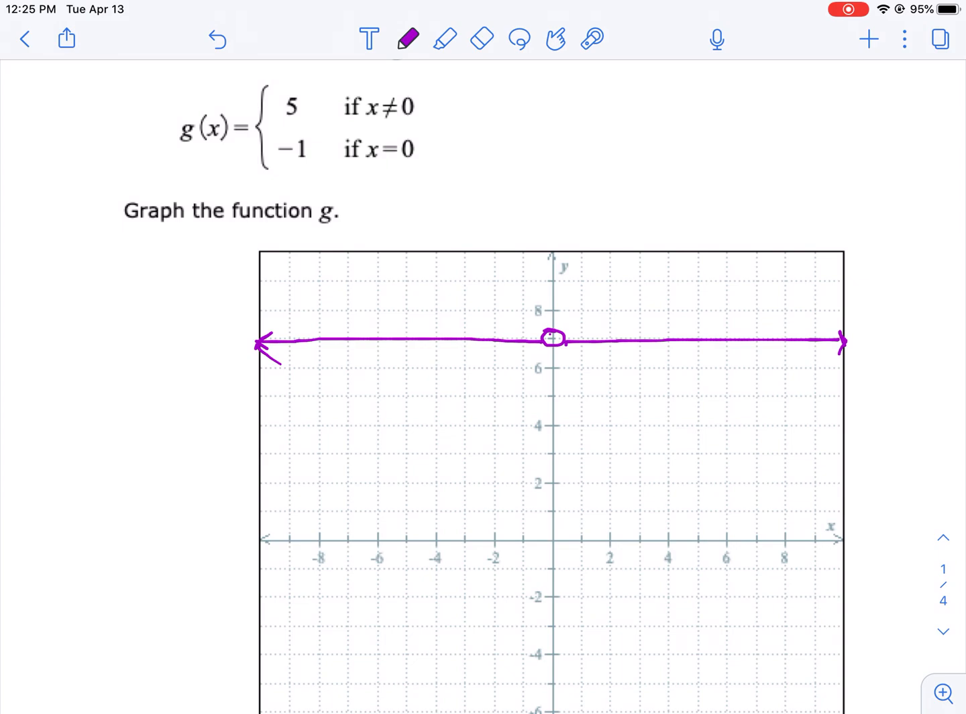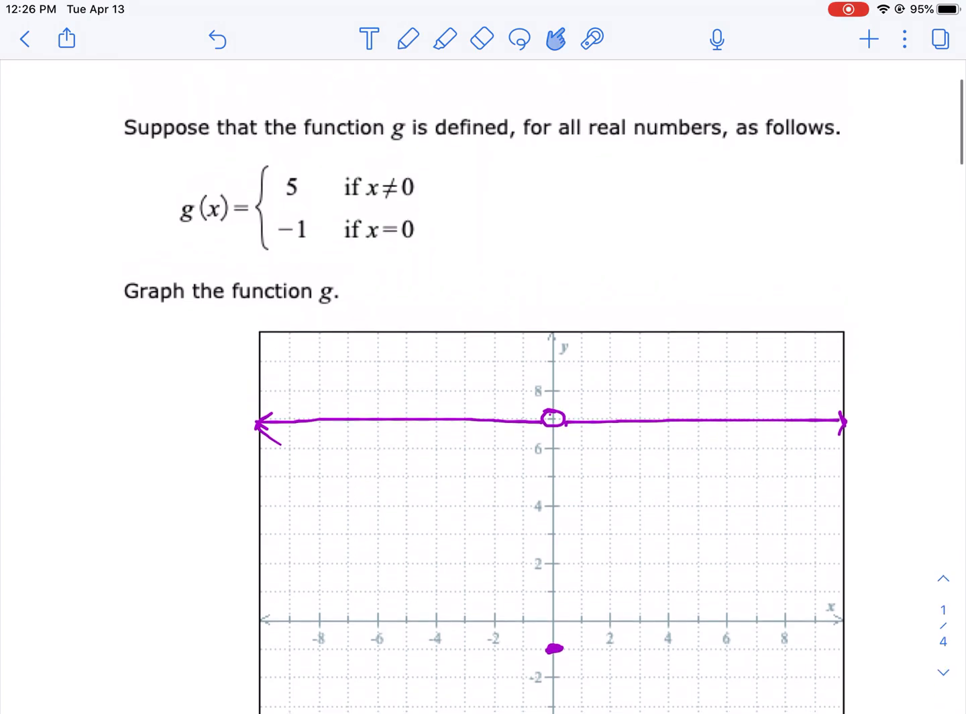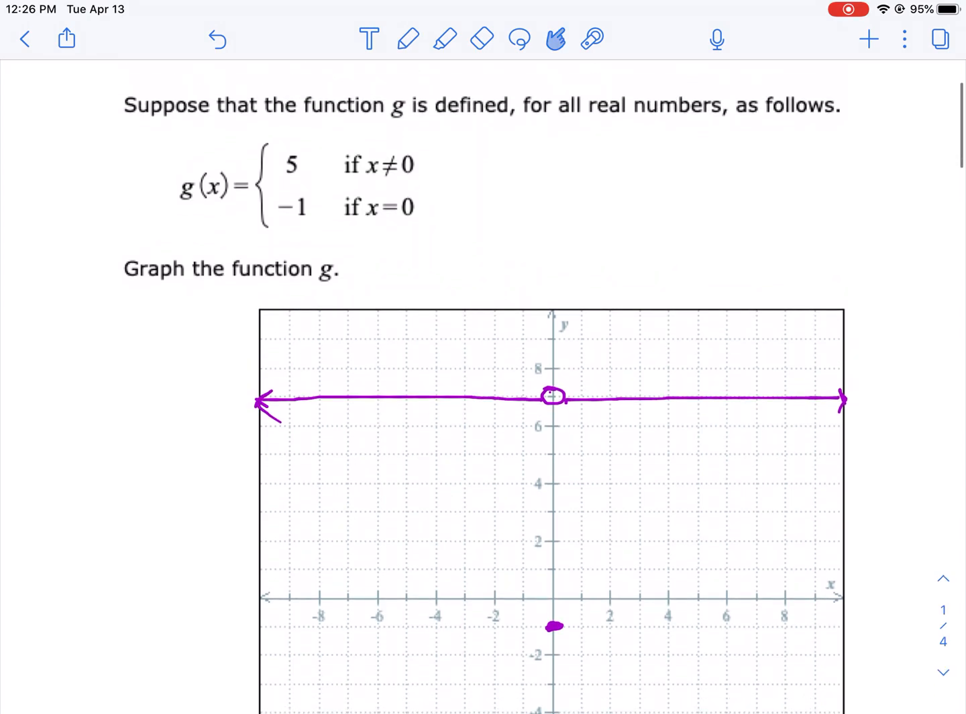When you're at 0, notice the function is defined to be -1. So when I'm at 0, I'm going to put a closed circle at -1. And that's what our graph looks like. That'd be a non-continuous function because it jumps, doesn't it, to that point.